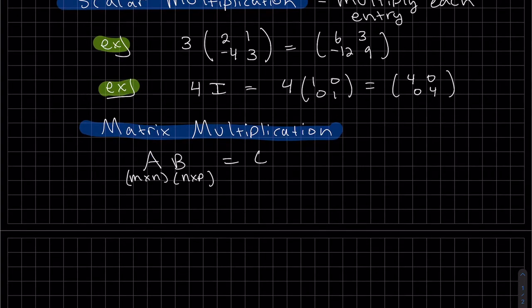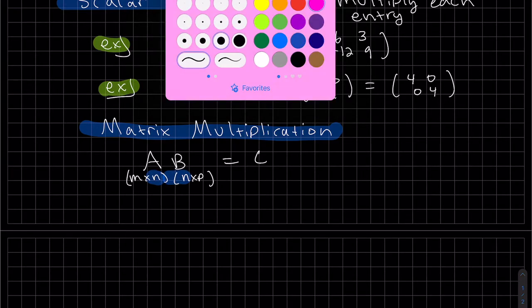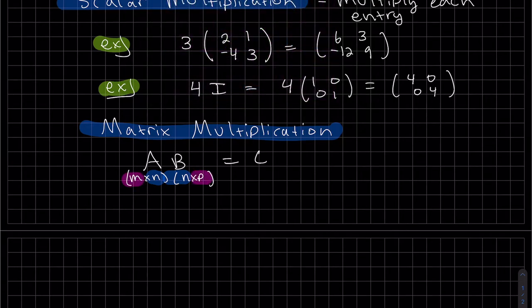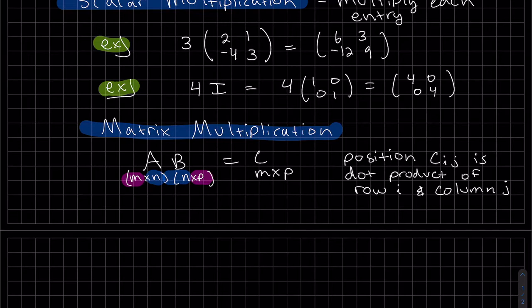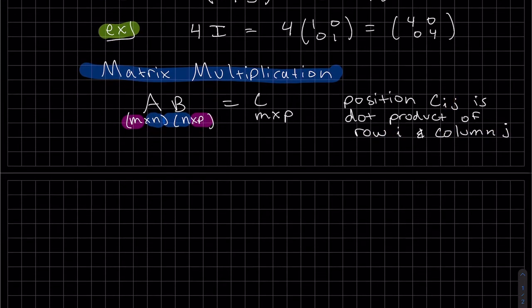So again, if you remember, the inner ones must be the same. And then what we get, the size we get, is the outside. So position Cij in the matrix is a dot product. I is first of row I, column J. Let's look at an example.